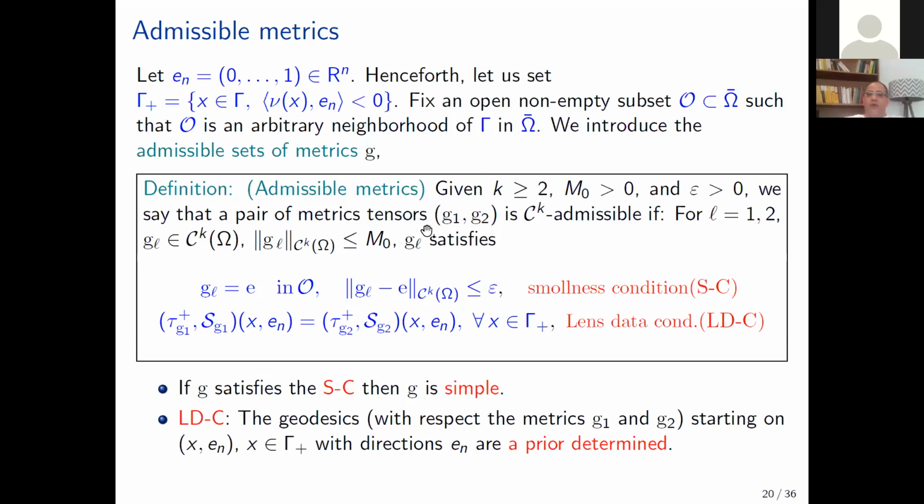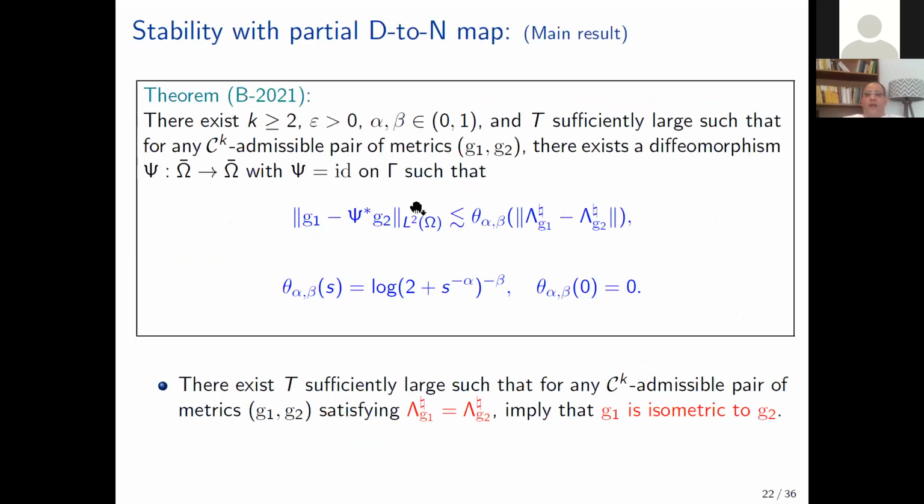So if G1 and G2 satisfy this condition, we say that this is an admissible pair of metrics. Then I can state our main result: there exist K and epsilon and two parameters alpha, beta such that we have this stability estimate for the inverse problem.